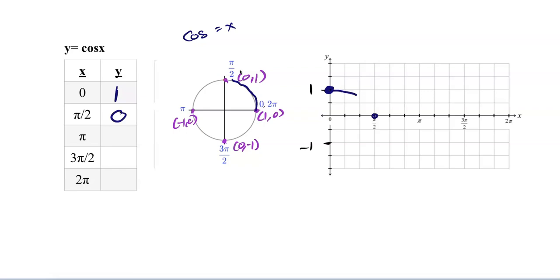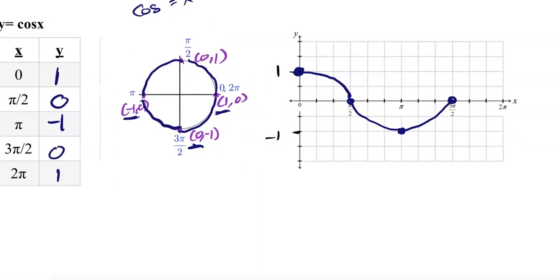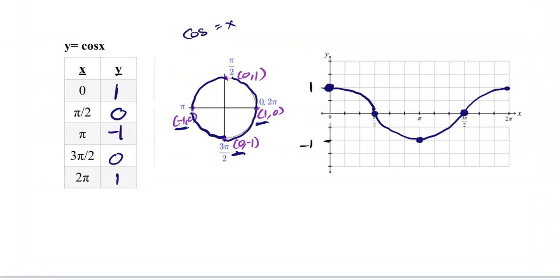So we're kind of coming down. And then at pi, we come down here. Remember the x value, so negative 1. So pi is negative 1. So it looks like this. Then we go down to 3 pi over 2. So we're at 0. And then finally go back up to complete the circle at 1. So like that. And we get a cosine graph.